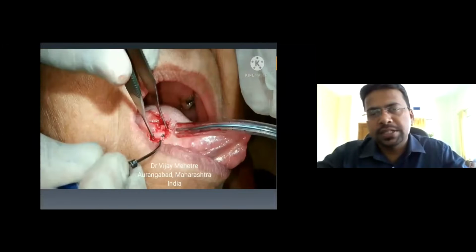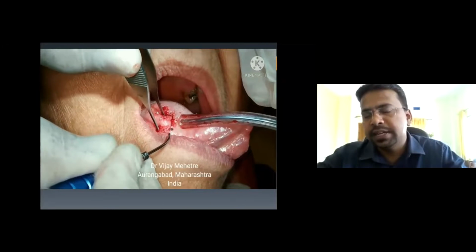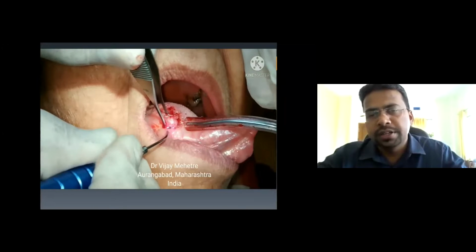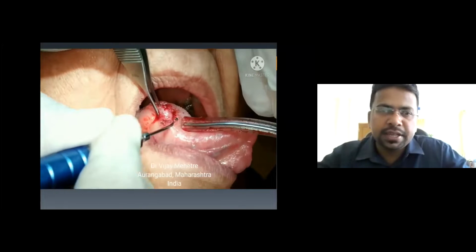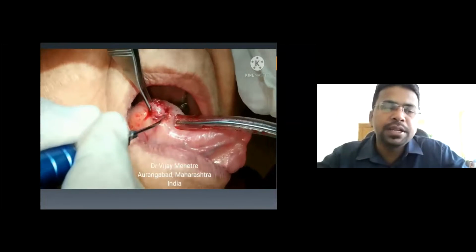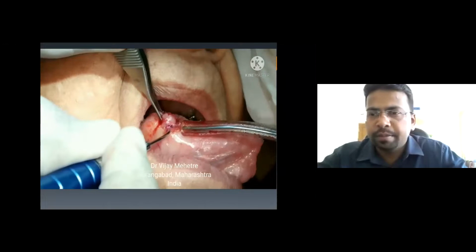With lasers, as such, there is no bleeding, but as the tongue is a very vascular structure, we faced a slight amount of bleeding because of rupture of some capillaries.